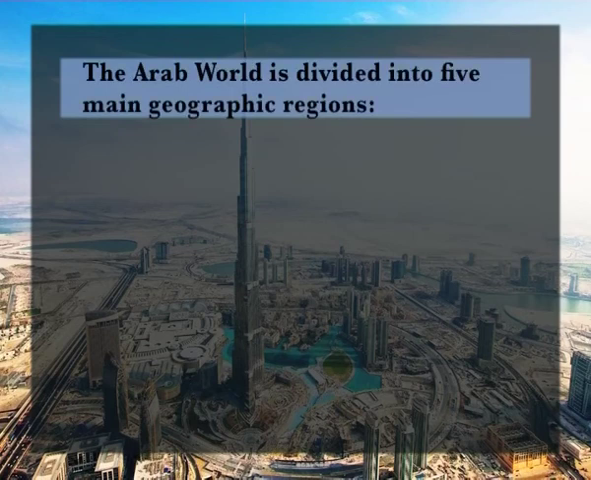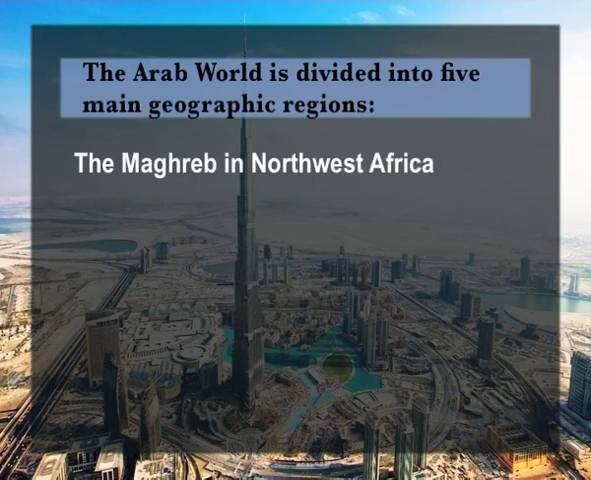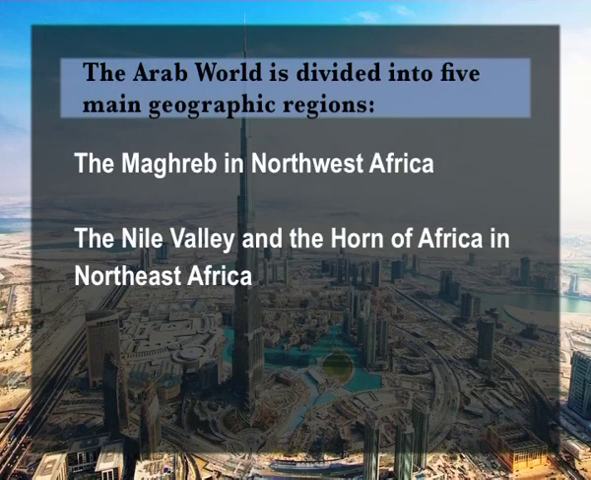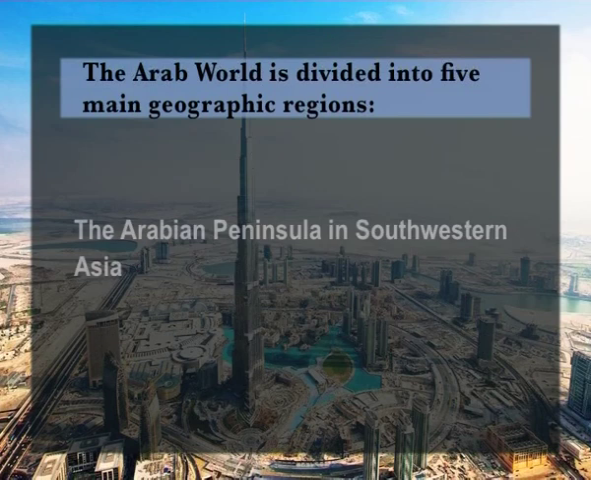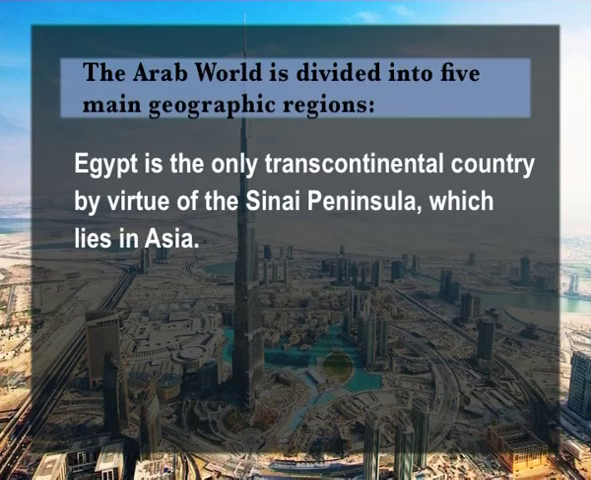The Arab world is divided into 5 main geographic regions: the Maghreb in northwest Africa, the Nile Valley and the Horn of Africa in northeast Africa, the Levant in the eastern Mediterranean, and the Arabian Peninsula in southwestern Asia. Egypt is the only transcontinental country by virtue of the Sinai Peninsula, which lies in Asia.